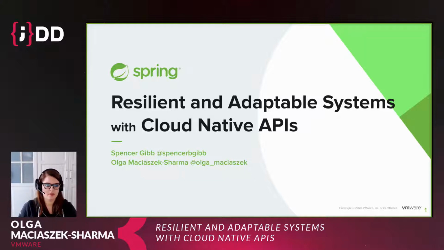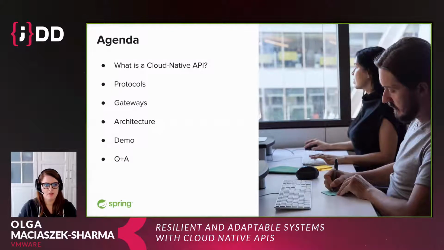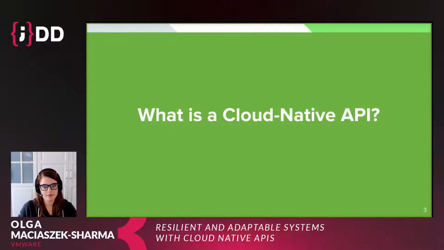So let's talk about resilient and adaptable systems and about cloud-native APIs. We will discuss what the cloud-native API is. We will talk about the protocols that are used and what is new and interesting. We will talk about the gateways, about architecture, and I will show a demo that has some well-known Spring Cloud tools in it, but also has some really new things.